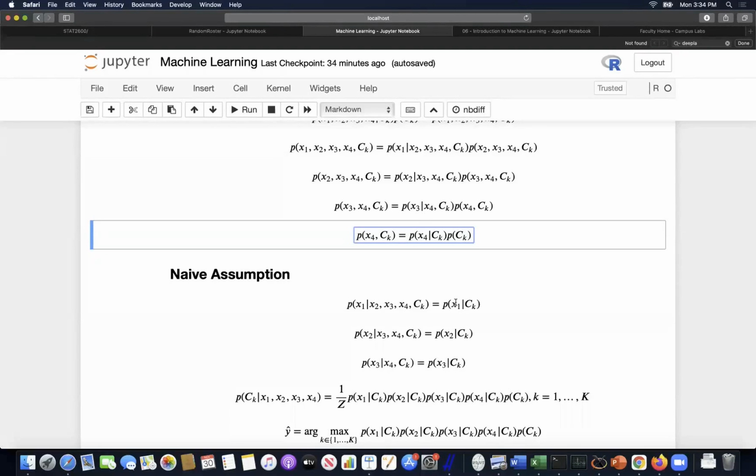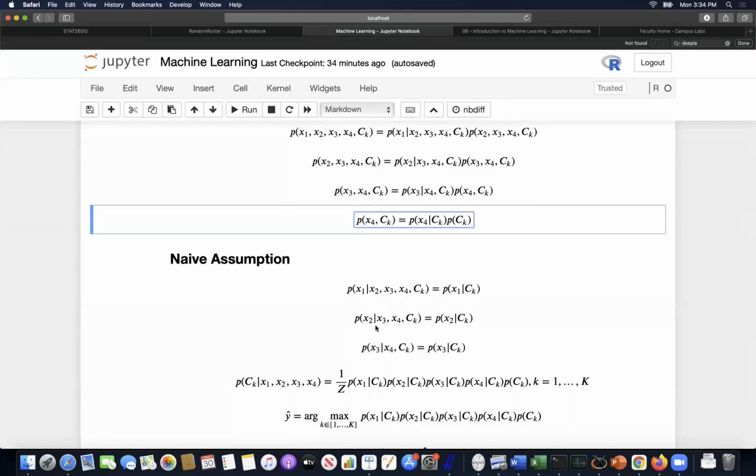In some cases, this is a correct assumption. In some cases, it's a wrong assumption, but it's a useful assumption. So all models are wrong, some are useful. A famous statistician said that a long time ago.